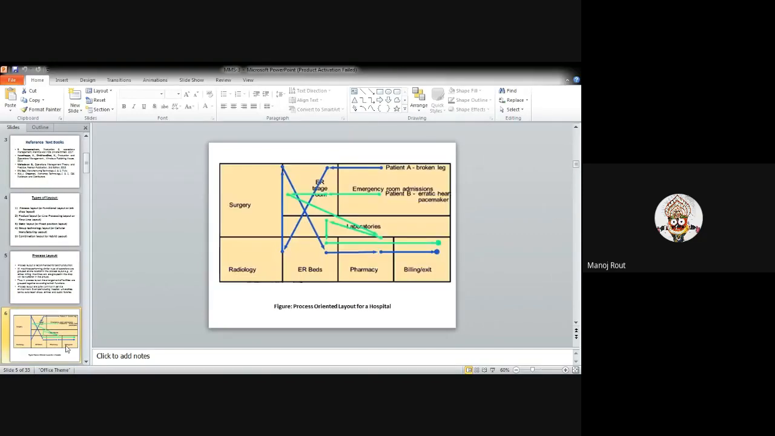This one, we have already discussed in the case of hospitals. Suppose a patient arrives, then the patient is directly sent to the emergency room, and then, according to his or her need, may be diagnosed in the laboratories. After diagnosis, if any difficulty is found in the body, then they go to surgery, then radiography, and again are shifted to the emergency bed area. Then they go to the pharmacy and finally exit.